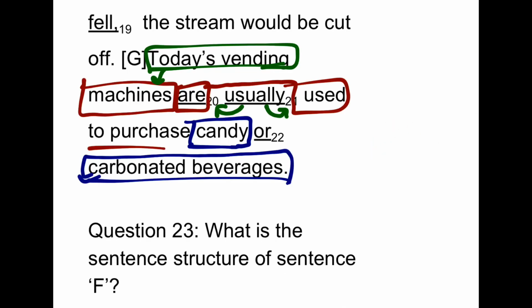Sentence G, machines are used, was the only set of subject-verb. So that's why this one would have been simple. Just to break down what else is going on here. Today's vending described the machines. Usually is an adverb describing are used. And this to purchase is an infinitive form of a verb, making this one whole infinitive phrase. And then candy or carbonated beverages are the object. Or objects. And or is a conjunction joining them.